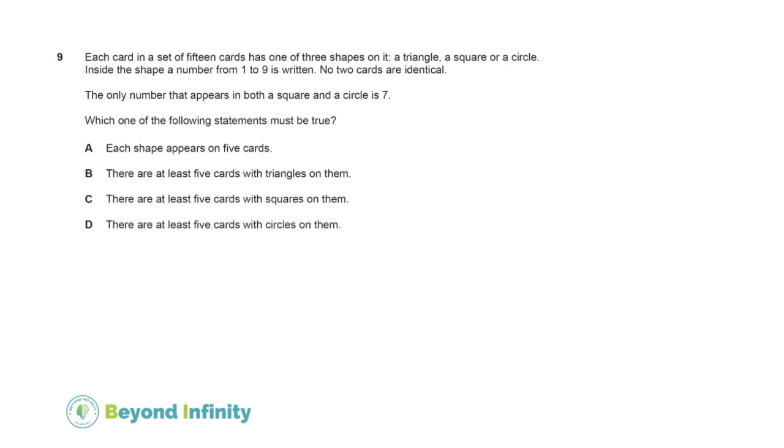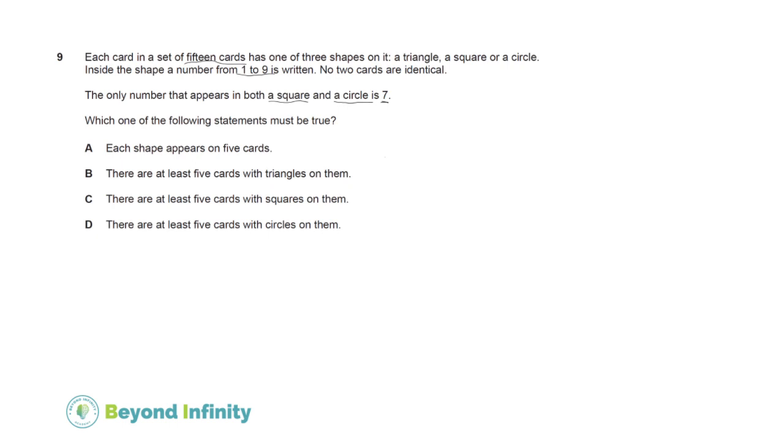So here, the keys to this question is that there are 15 cards, and there's 9 numbers, 1 to 9, and only a square and a circle appears for 7. So only 7 has both a square version and a circle version.